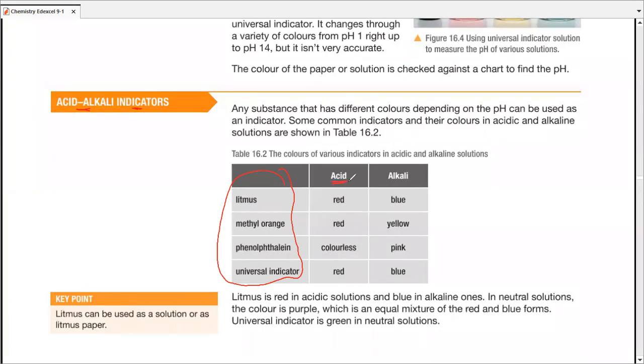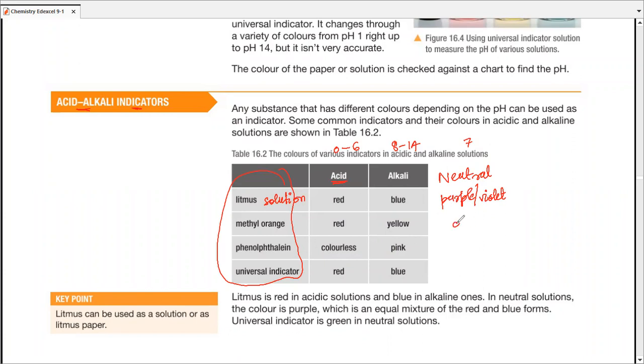If we're talking about acid, we're talking about anywhere from 0 to 6 range, and anywhere from 8 to 14 is the alkali range. And if I may add, and I insist that you should add this, 7 is neutral. So in case of litmus solution, if I call it litmus solution, it's purple or violet in neutral solutions. It's red in acidic. It's blue in alkaline solutions.